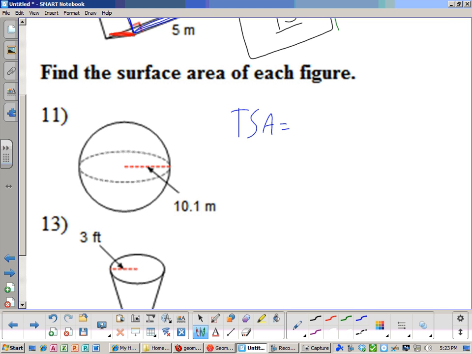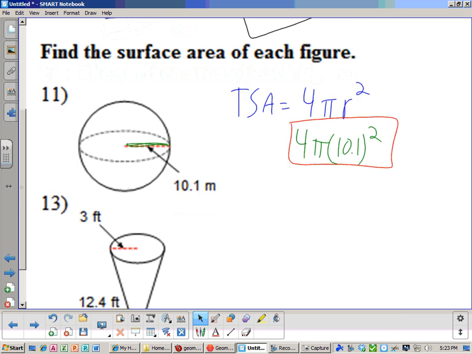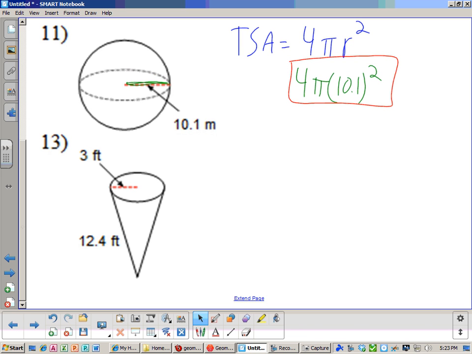Total surface area for a sphere is equal to 4 pi r squared, right? So I'm just going to write in here now, since the radius is simply just 10.1, 4 pi 10.1 squared, and that's it. That's your answer. Congrats. That was easy. Really, really simple. Number 12, same exact thing. You could pause it, do that one, or keep on going.